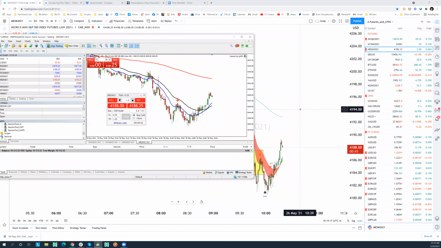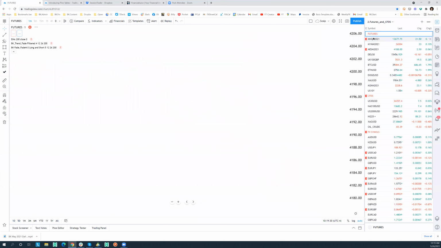I am missing a trade in Nasdaq. I'm seeing it out of the corner of my eye. I think it probably would have worked, but I'm kind of late to it, so I'm not going to chase the move. But if you look, let me just take you to Nasdaq.